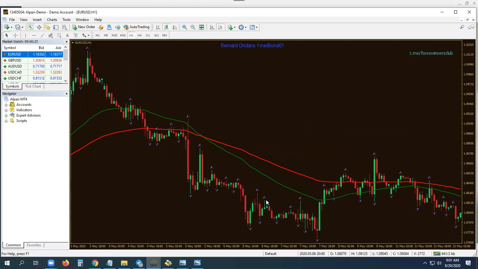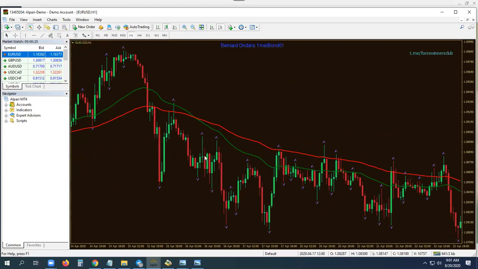You can use fractals to draw, or you can draw them manually. You can connect this and this. There's a fractal here, there's a fractal here. Connect the two and wait for the market to come back and give you a signal. Market broke above it and then came and broke below it.